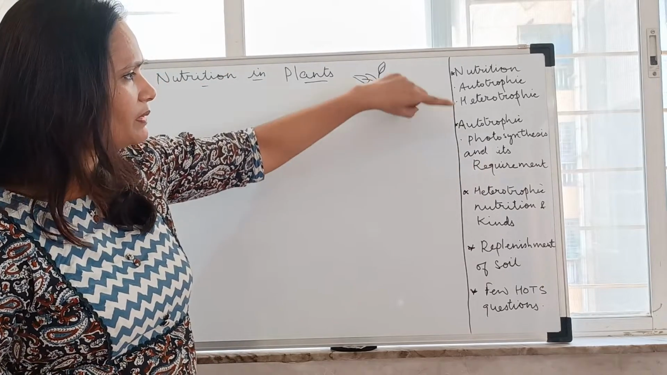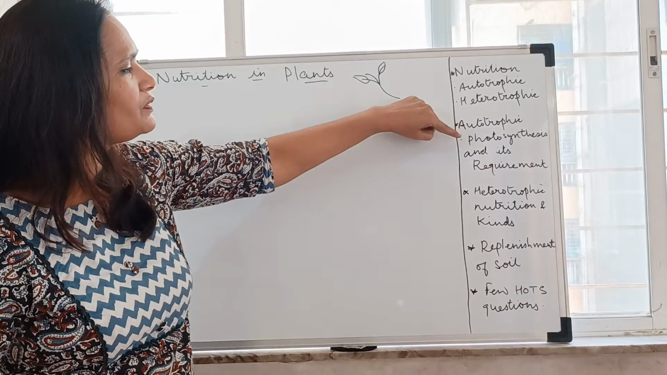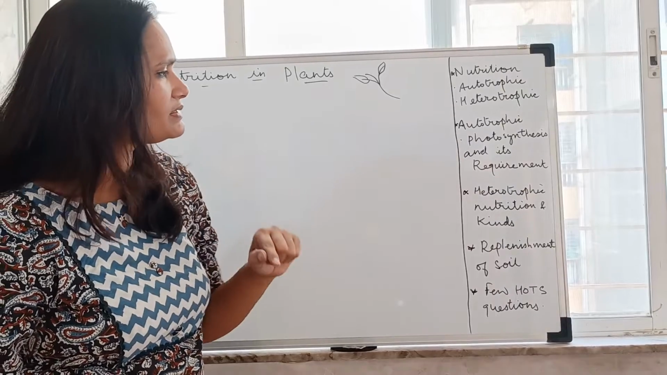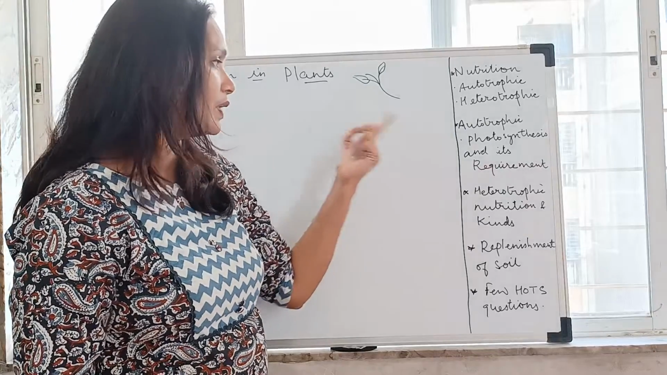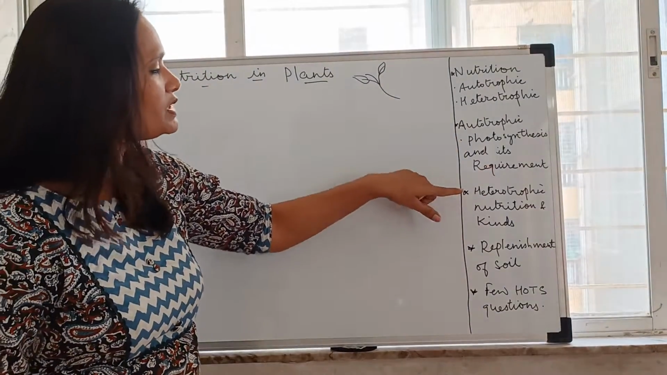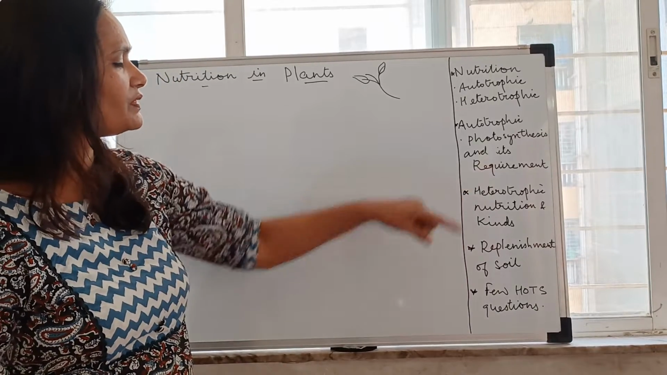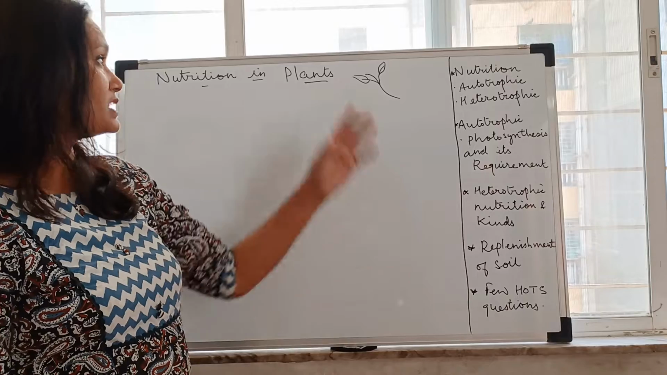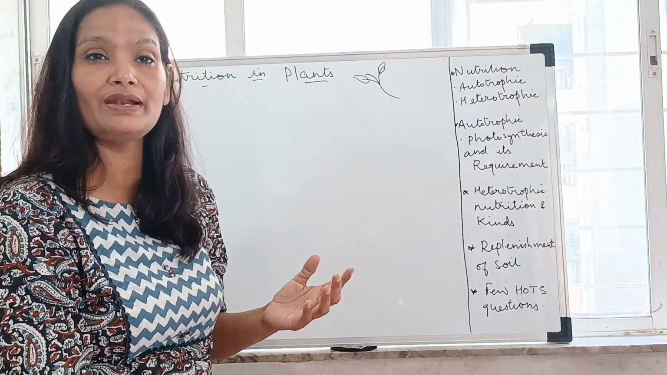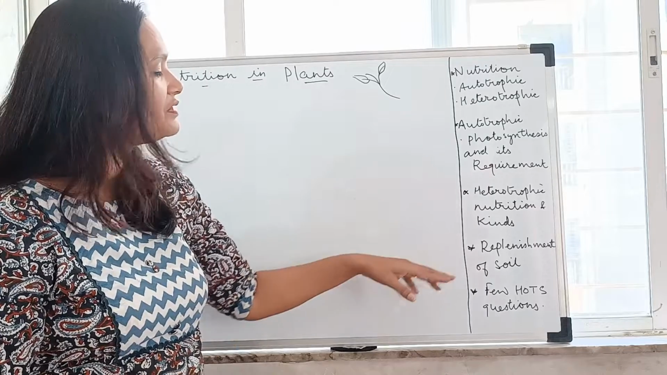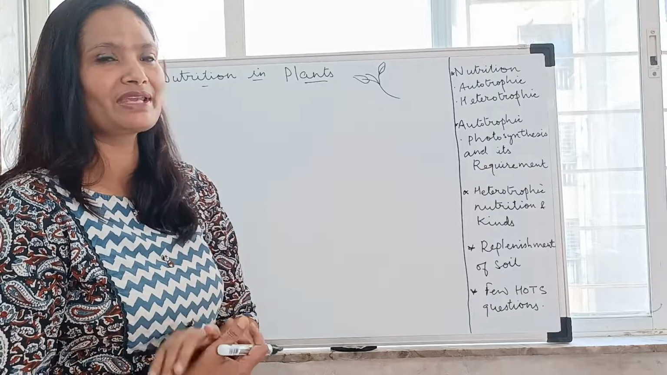So we'll talk about autotrophic nutrition, the way to prepare this food, and the requirements necessary for this food to be prepared by the autotrophic organisms. Then we'll also talk about heterotrophic nutrition and its different kinds. And as we are going to deal with plants, which are connected to the soil, we will have to talk about replenishment of soil. And after that, I'll take up a few high order thinking questions.